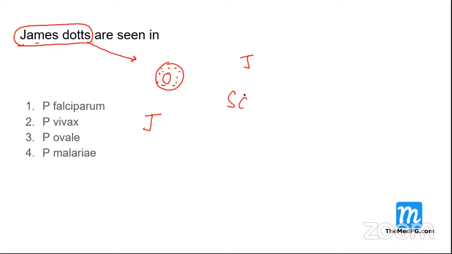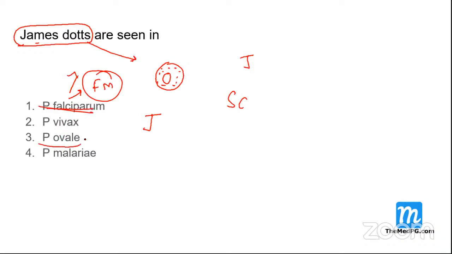Actually, James dots are also called Schaffner's dots. Both are fine, we can say either way. But Plasmodium falciparum, what you can see? Maurer's clefts. Very good. So this is not the answer for us.